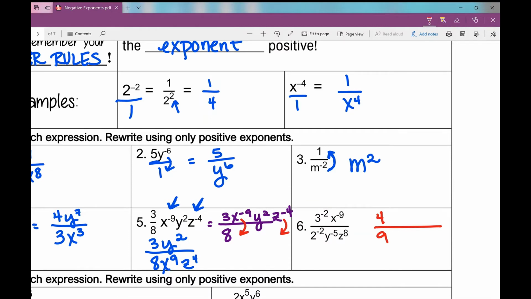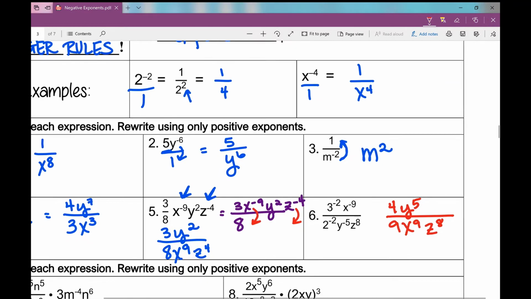Now let's look at the variables and their exponents. That x to the power of negative 9, what's going to happen? It's going to move down low, positive exponent. Let's go to the next letter of the alphabet, y. That's got a negative exponent. What am I going to do with this y? Move it up top and make it positive. And then z to the 8th, what happens with that? It doesn't have a negative exponent, so I'm just going to leave it down here, z to the power of 8. And that's how I simplify that.